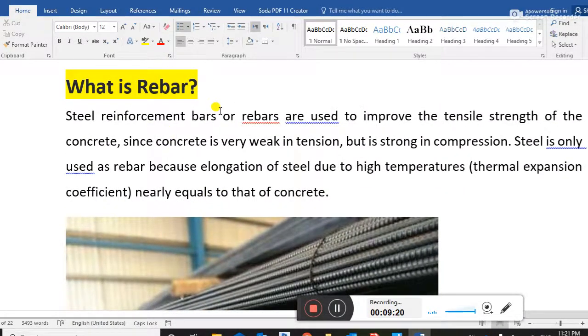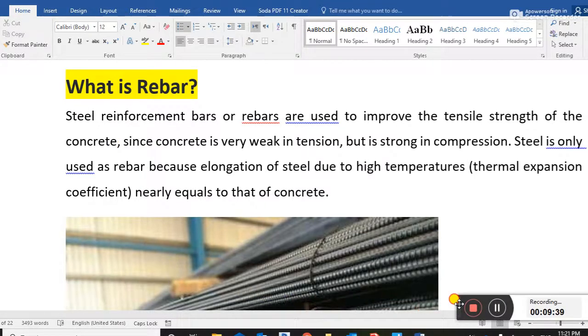What is rebar? How can we define it? Steel reinforcement bars or rebars are used to improve the tensile strength of concrete. Guys, concrete is strong in compression, and steel is strong in tension.